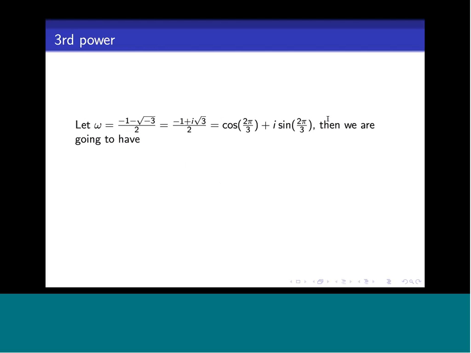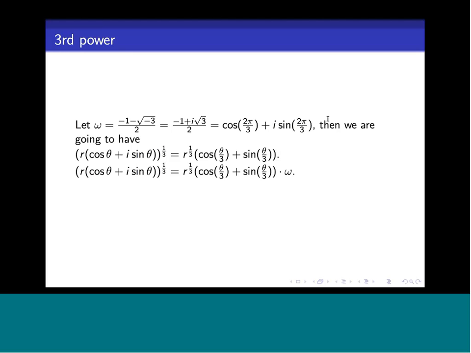Let's give you another example. We already learned that omega equals -1 minus square root of -3, over 2, equals cosine 2 pi over 3 plus i sine 2 pi over 3. Then we have cosine theta plus i sine theta to the 1/3. It's going to be one root, another root, and then another root. So it has 3 roots, because omega to the 3 is 1.